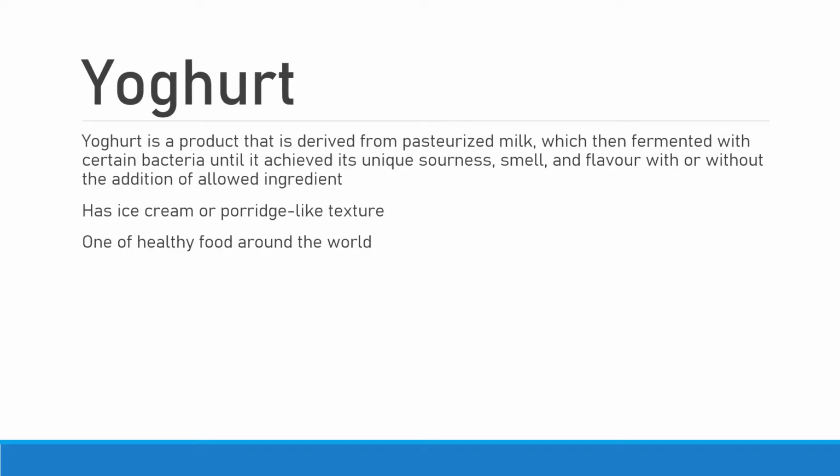So, first of all, what is yogurt? Yogurt is a product that is derived from pasteurized milk, which is then fermented with certain bacteria until it achieves its unique sourness, smell, and flavor, with or without the addition of other ingredients. Yogurt has an ice cream or porridge-like texture, and yogurt is one of the healthy foods around the world.